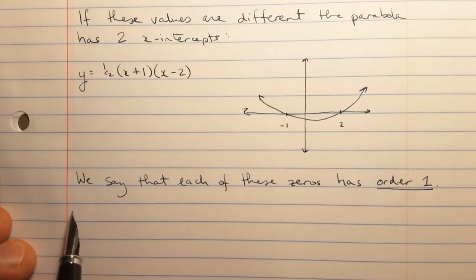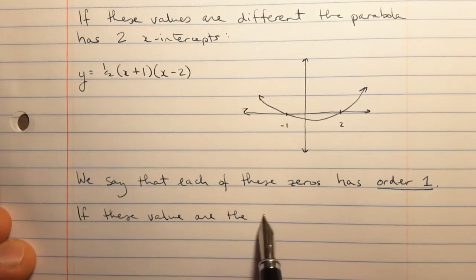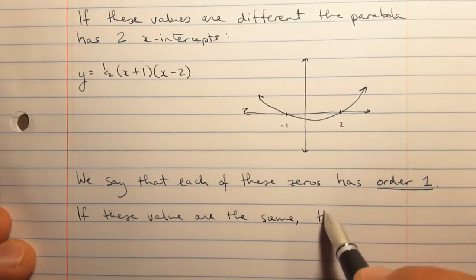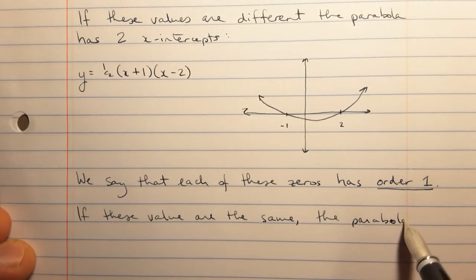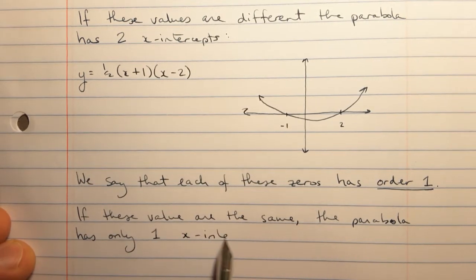So the alternative then, if these values are the same, the parabola has only one zero, or we're going to write x-intercept.